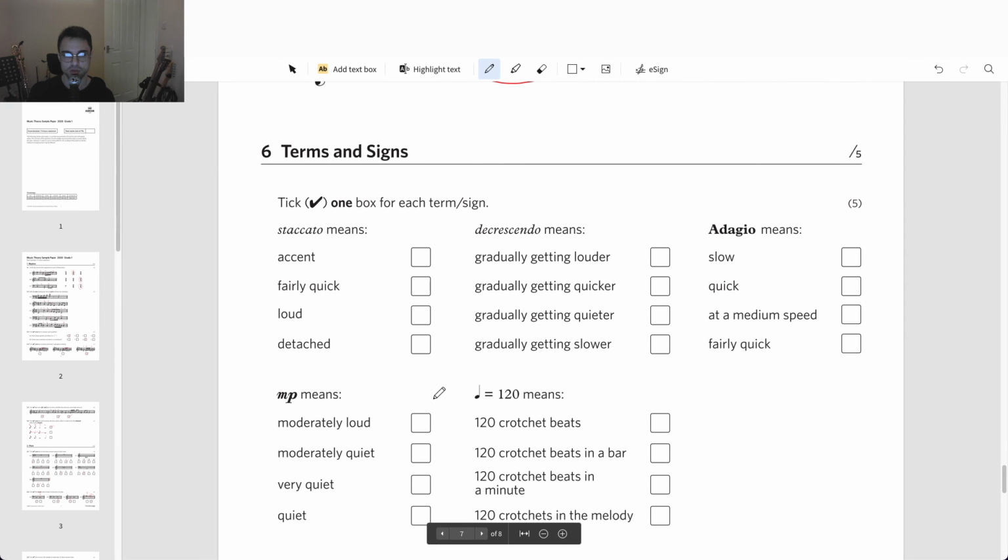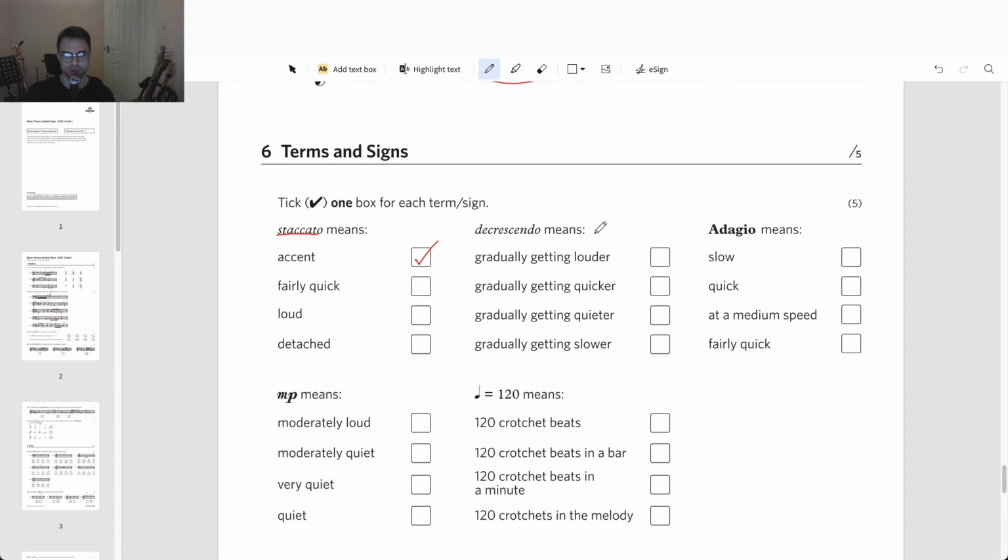All right, question 6. Terms and signs. Tick one box for each term or sign. Right, staccato means accent, fairly quick, loud, detached. Well, I'm pretty sure the answer is accent. Staccato is a type of accent to play the notes nice and short. It's definitely not a tempo, and it's definitely not a dynamic marking.